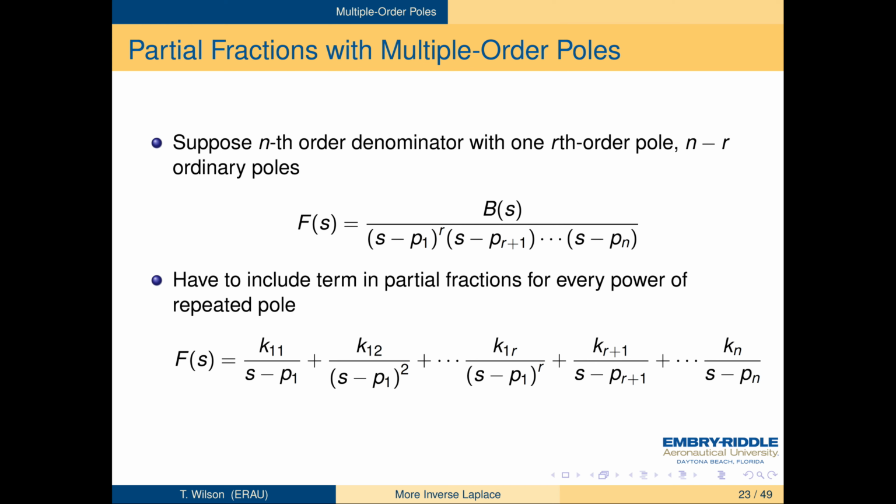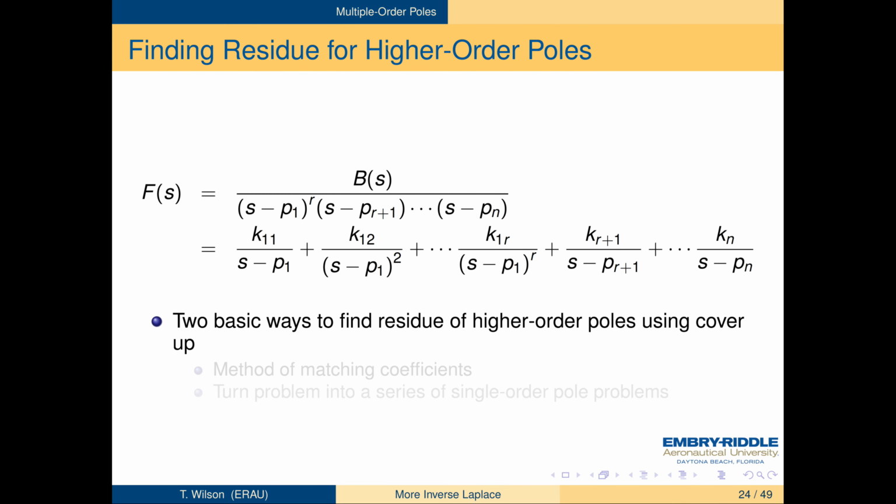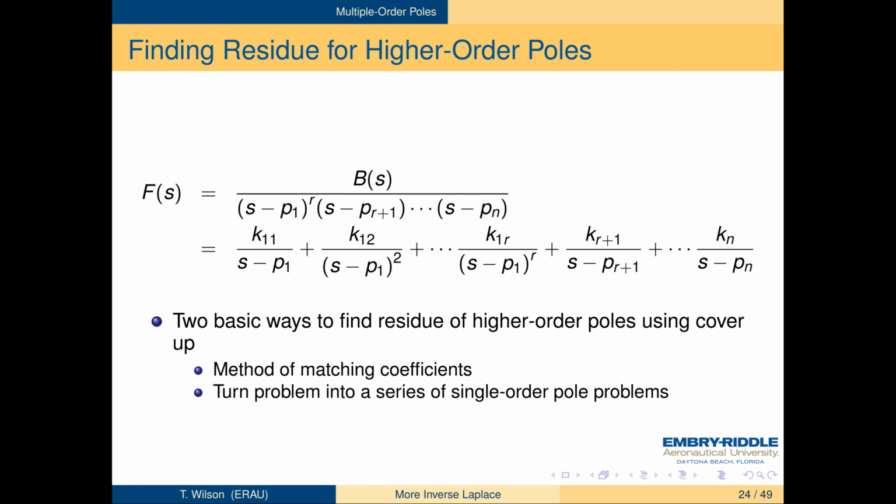We only have one term to cover up in the factored expansion, so how do we find these extra weights? There are two basic ways to do this. One is to use the method of matching coefficients. The other turns the problem into a series of problems involving first-order roots. We'll look at matching coefficients first.